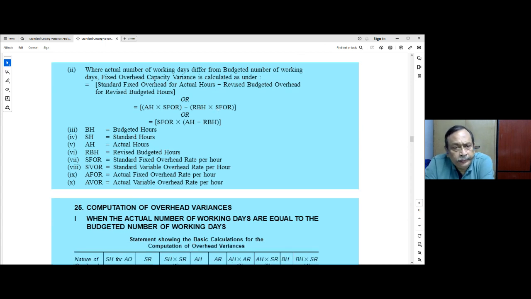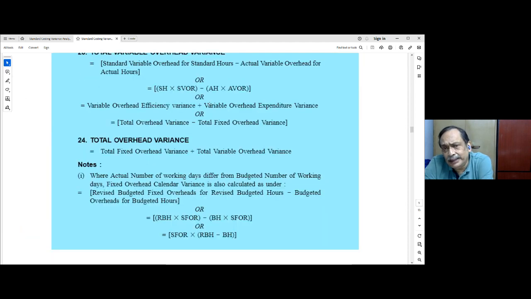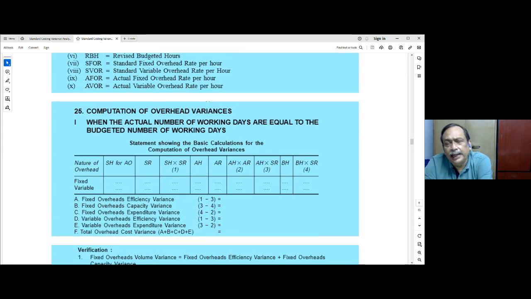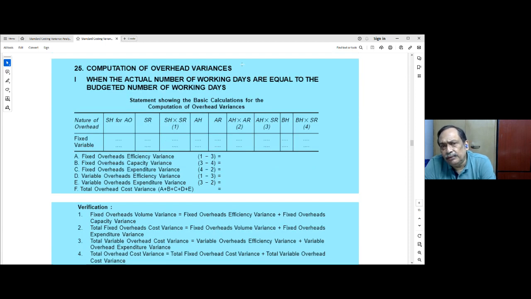Now, that is all formula based, but in practice, when you are solving the problems in the examination hall, remember you are required to prepare tables. And you have to remember that when the actual number of working days is equal to the budgeted number of working days, then we are required to prepare a statement showing the basic calculations for the computation of overhead variances.